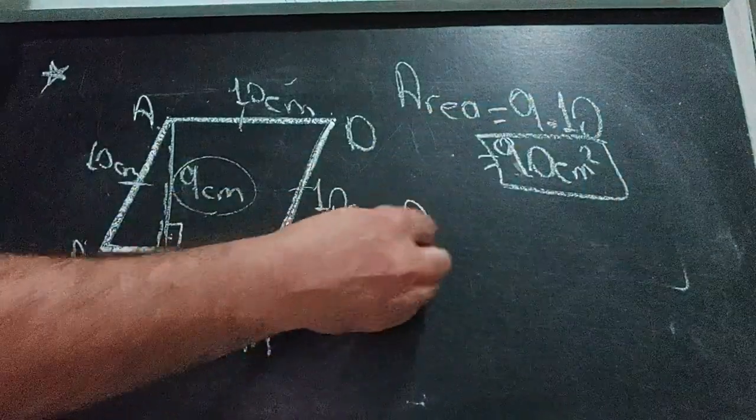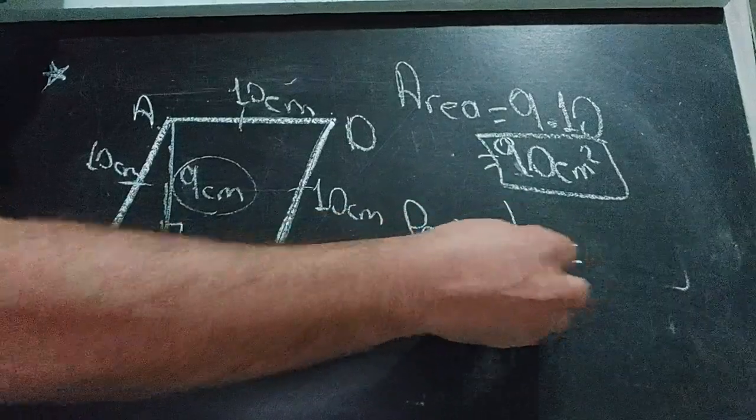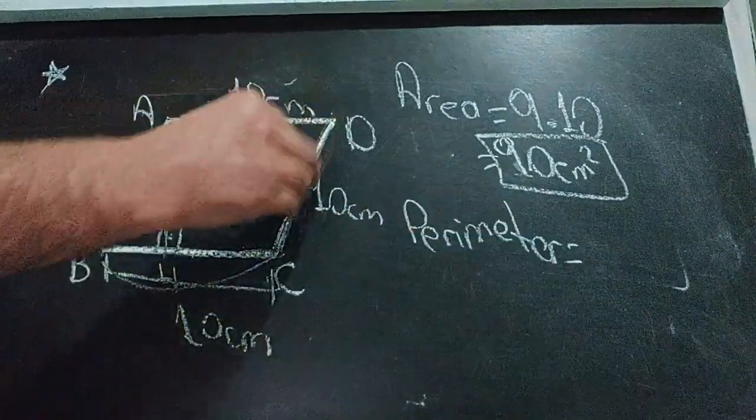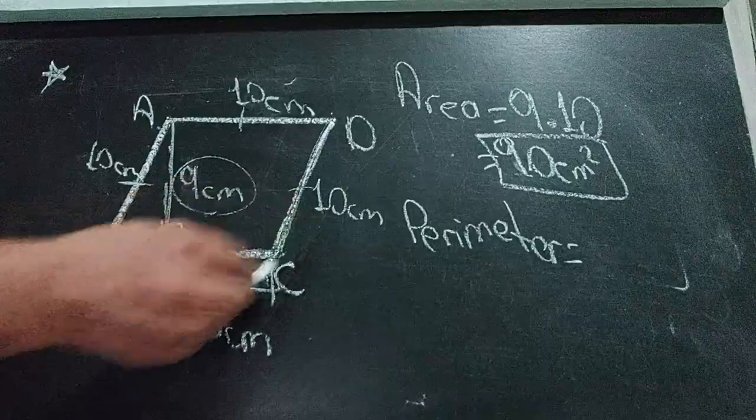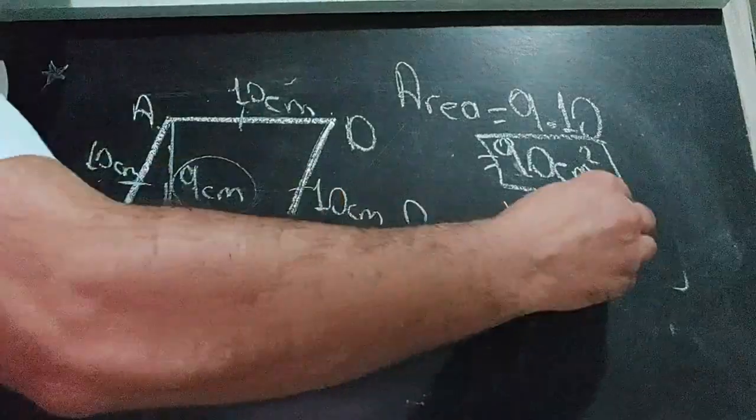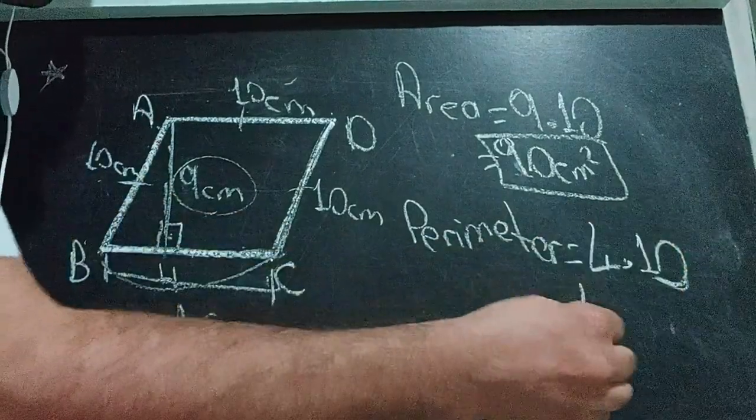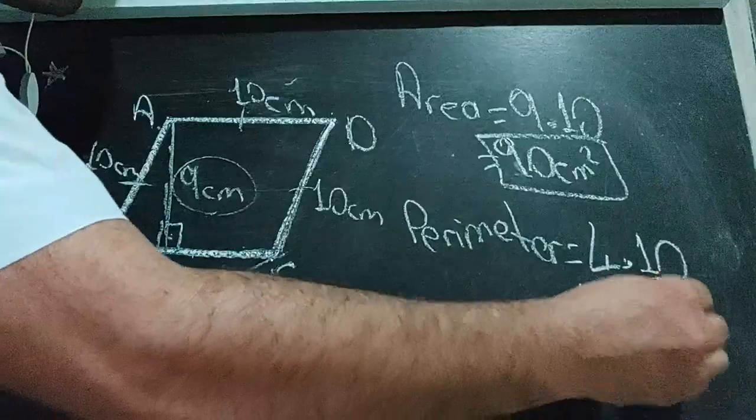Okay, perimeter, it was 4 times one side, 10 plus 10 plus 10 plus 10. That means 4 times 10, which is going to be 40 centimeter.